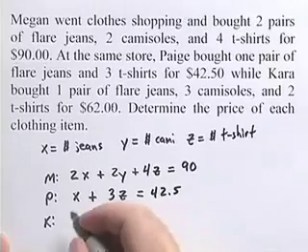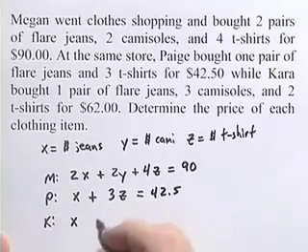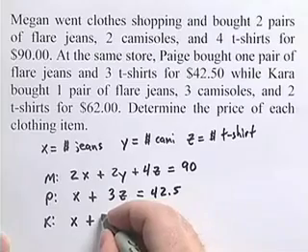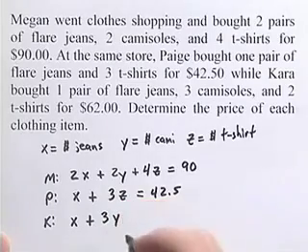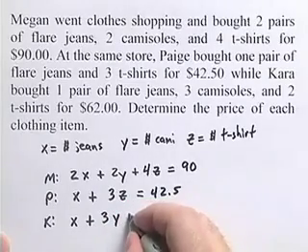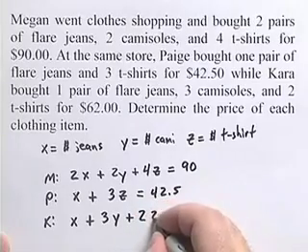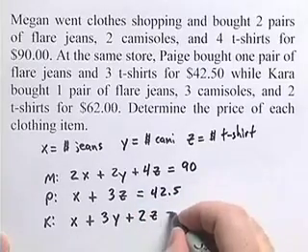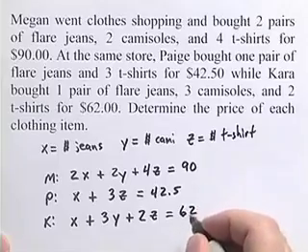Kara bought 1 pair of flare jeans, so she spent x dollars on jeans. She bought 3 camis, so she spent 3y on camis, and 2 t-shirts, so she spent plus 2z on t-shirts, for a total of $62.